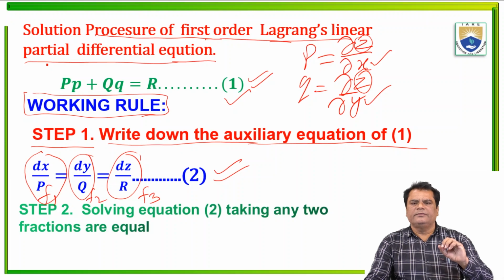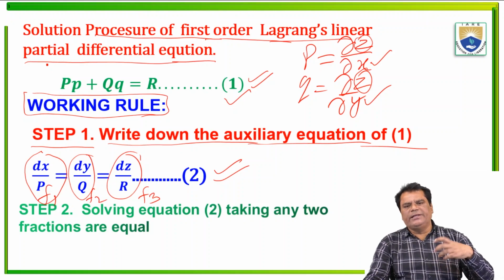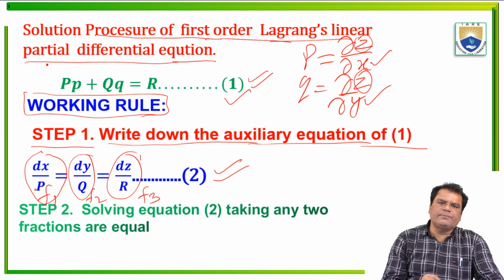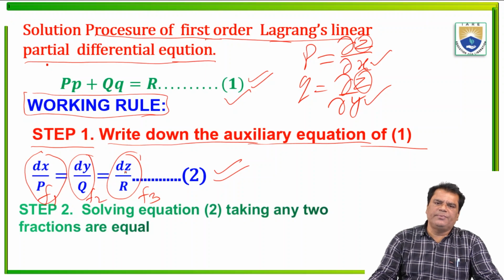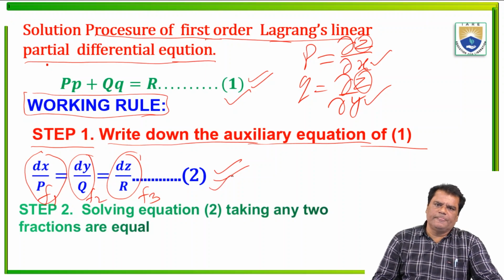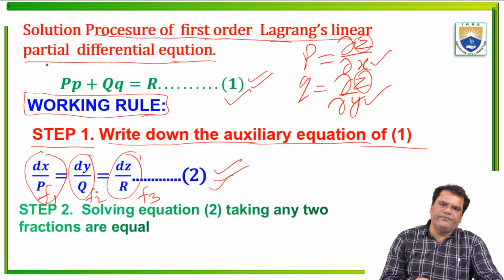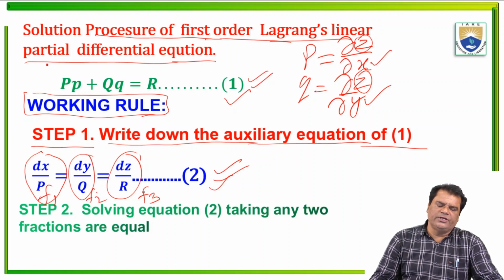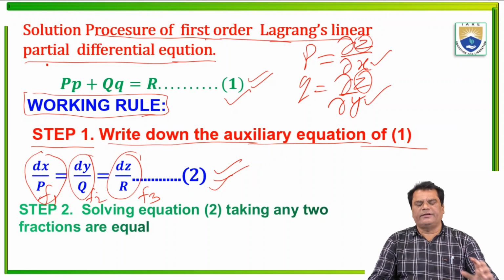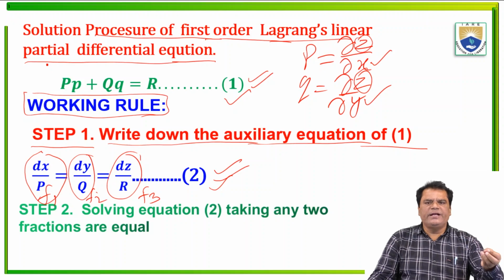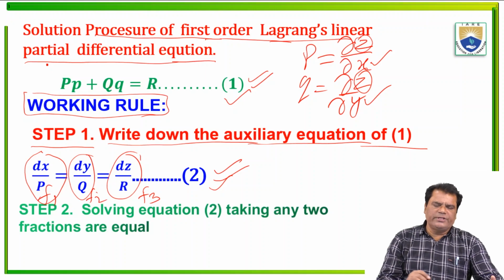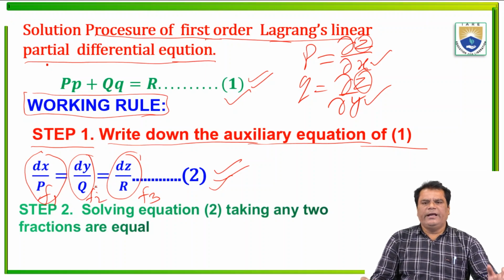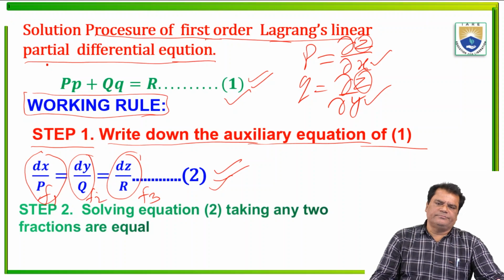Now the formula for the auxiliary equation of 1 is dx upon capital P equal to dy upon capital Q equal to dz upon capital R. This is the auxiliary equation. There are 3 fractions. Fraction means numerator and denominator. In any term, if there is a numerator and denominator, then that term is known as a fraction form. So there are 3 fractions and all fractions are equal to each other.